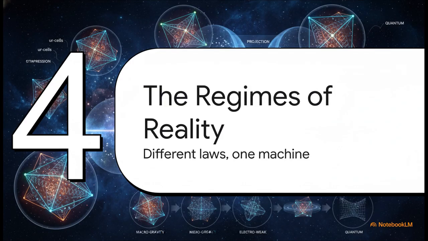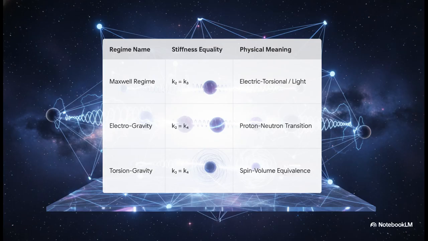So now that we have this little toolkit, compression, stiffness, projection, we can start to see how the MMU defines the different laws of physics that we see all around us. It calls them regimes. So what's a regime? It's just a special case where the stiffness of different hidden channels match up. For example, when the electric stiffness and the torsional stiffness become equal, bam, you get the Maxwell regime. That's the physics of light. Or when electric stiffness matches gravitational stiffness, you get the right conditions for something like a proton-neutron transition. It's like different laws of physics are just different resonance points in this underlying cosmic machine.